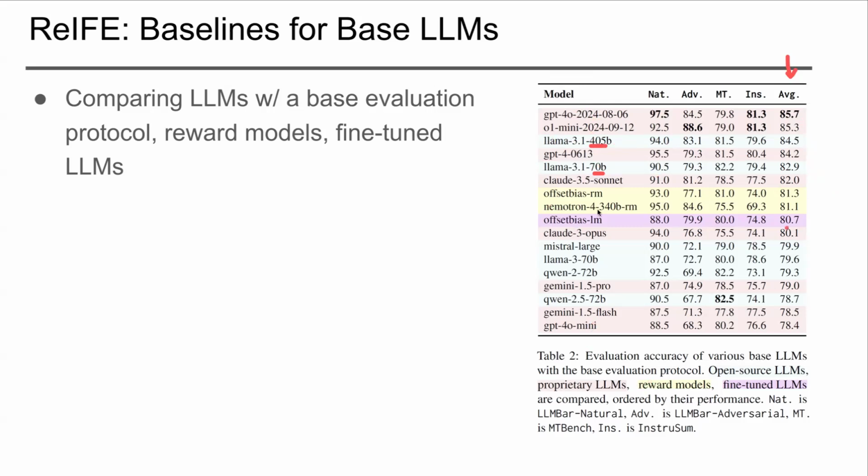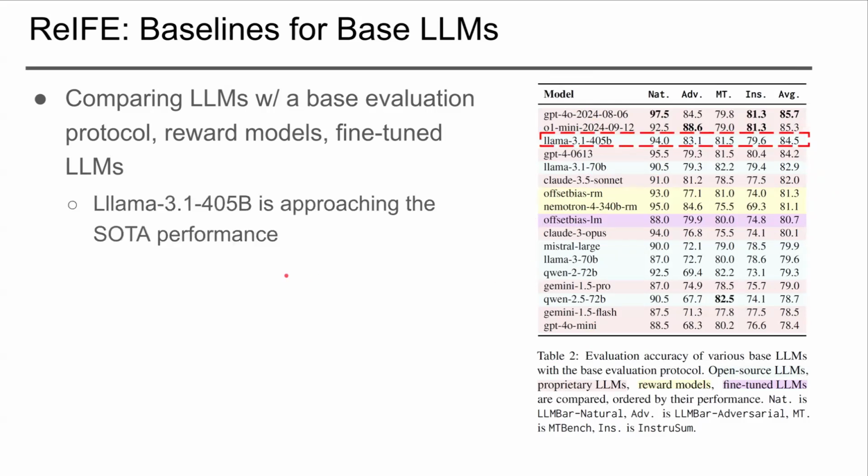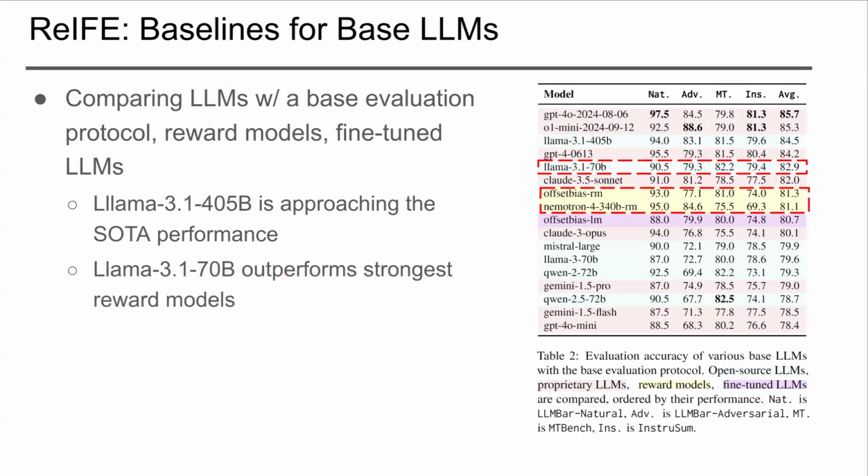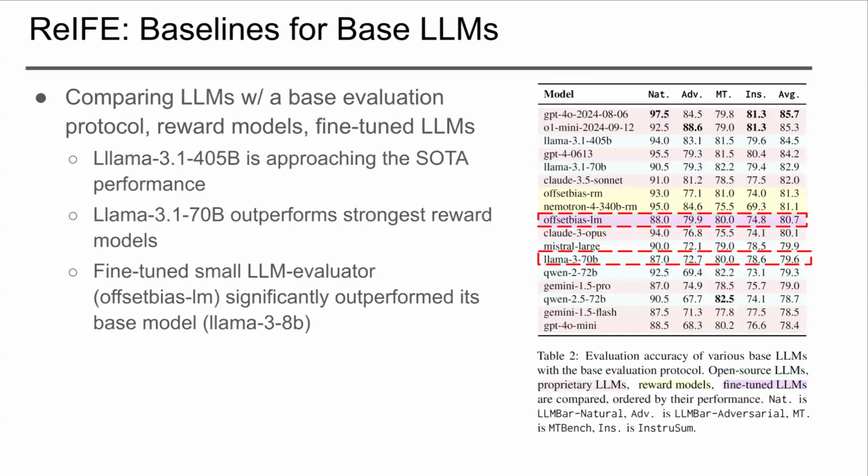We also looked into reward models, which are these yellow rows, and also fine-tuned models. You can see that in general the Llama models are good, and the reward models are good, but do not outperform the general Llama models. And the fine-tuned models can actually outperform their base models. Like here, this model, OffsetBias, is a fine-tuned version of Llama 3, and it seems like it can outperform it quite a bit.